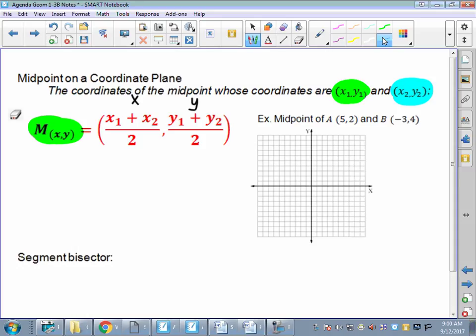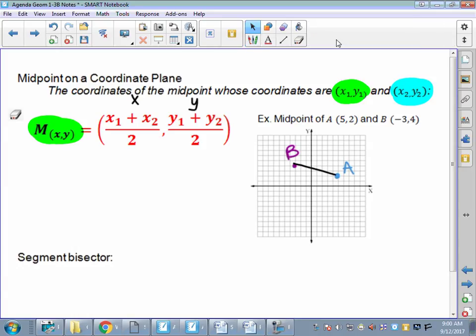Point A is at 5, 2. Label it with an A. Point B is at negative 3, 4. Label it with a B. Connect those guys.